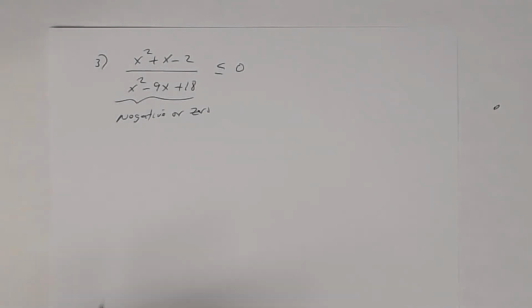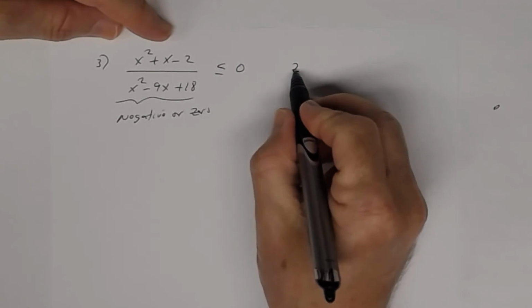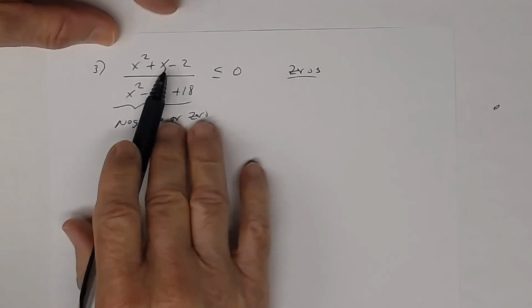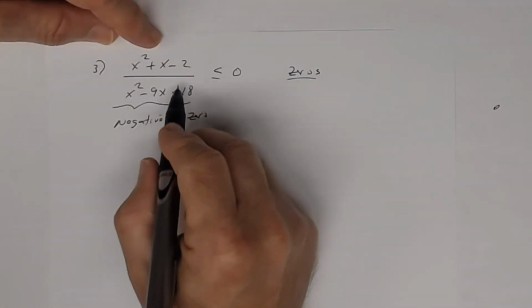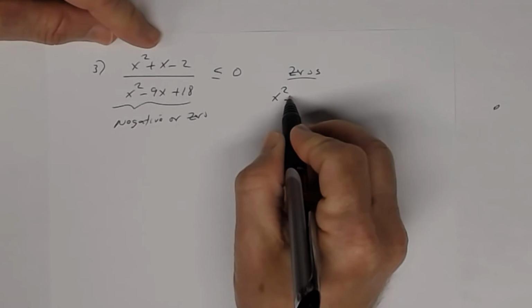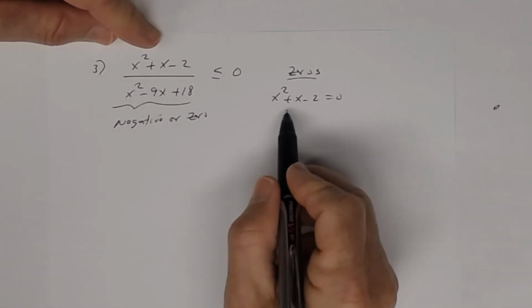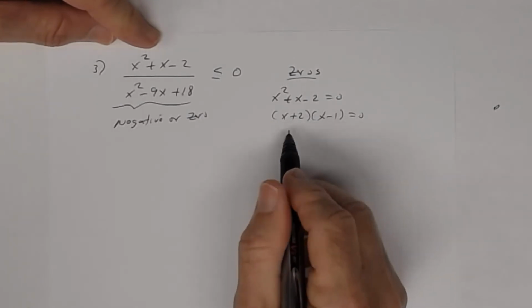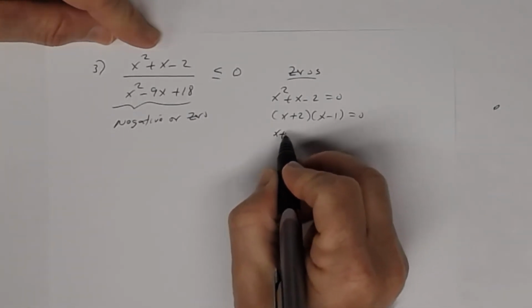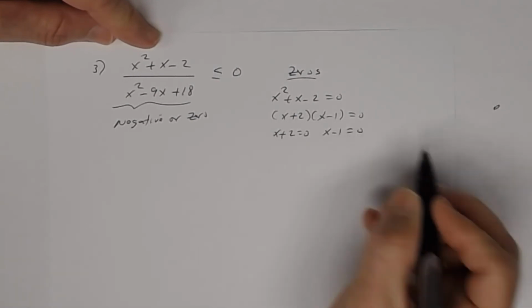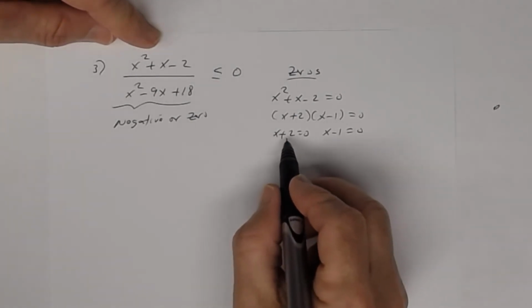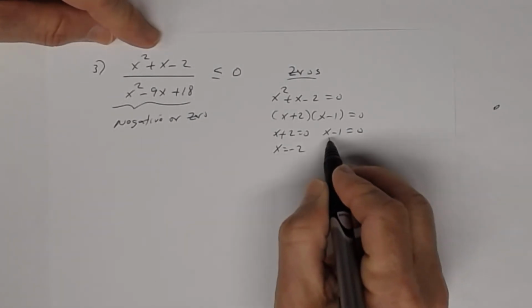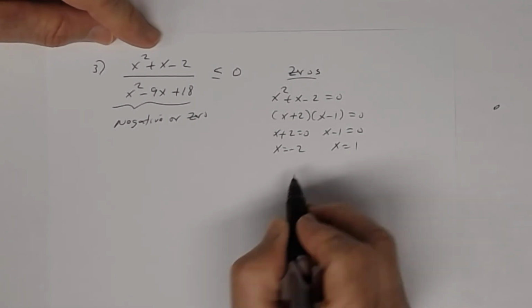Okay, so we're going to find the zeros and the undefined points. So the zeros, remember, you just set the numerator equal to 0, and those are both quadratic. So x squared plus x minus 2 equals 0. So we're going to factor this. x plus 2, x minus 1 equals 0. And I'm going to set each factor equal to 0. So x plus 2 equals 0. x minus 1 equals 0. Those two linear equations: x plus 2 is 0 when x is negative 2. x minus 1 is 0 when x equals 1. So those are my zeros.